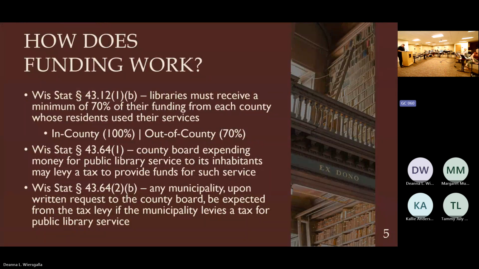Chapter 43 really dictates all of the funding for how libraries work, right? State statutes state that all libraries must receive a minimum of 70% reimbursement for the services that are provided to residents of Dunn County, for example. We have a long tradition in Dunn County of funding our in-county libraries at 100% reimbursement rates because we value them so much, and all of the out-of-county at a minimum of 70%. This is totally dependent on county boards. The 72 counties in Wisconsin all have their own formula. This is the Dunn County tradition that we have had here as well. But it basically says you can levy a tax to provide funds for the library.